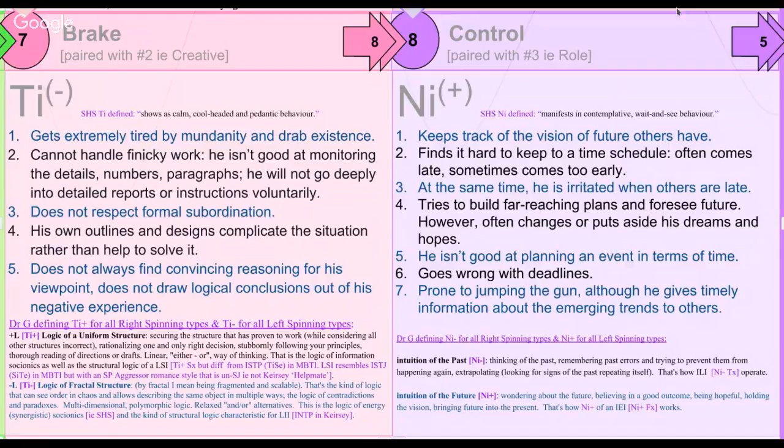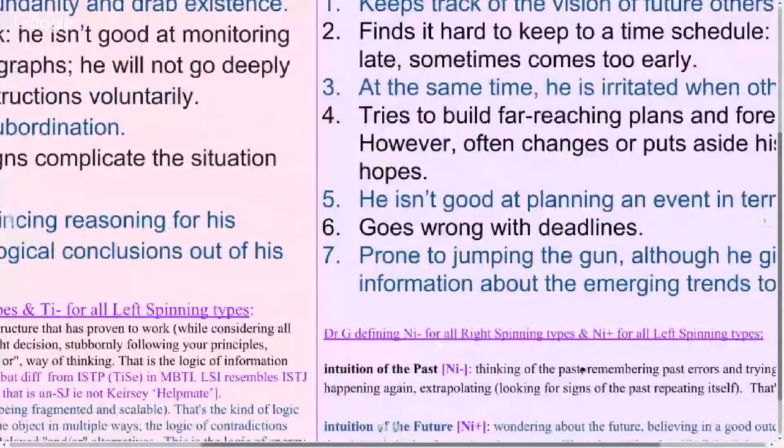Prone to jumping the gun, although he gives timely information about the emerging trends to others. This is very interesting. Isn't good at planning an event in terms of time. Does that mean I'm not very efficient at it? I think it might mean that you might be unrealistic about how long something's going to take. Thank you for saying that, because I'm horrifically bad about that.